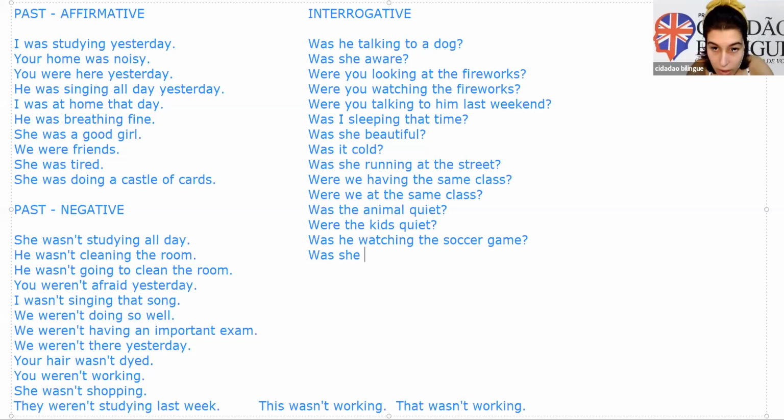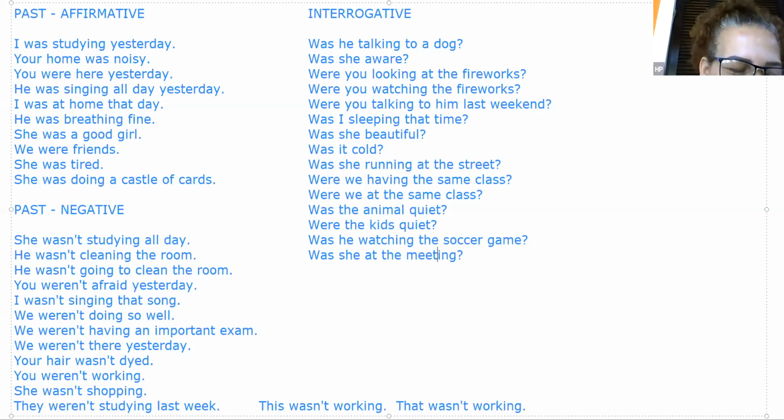Was she at the meeting? Can you explain in Portuguese? Ela estava na reunião. Was she at the meeting? É que eu não sei falar o meeting. All right. Was she at the meeting? Was she at the meeting?